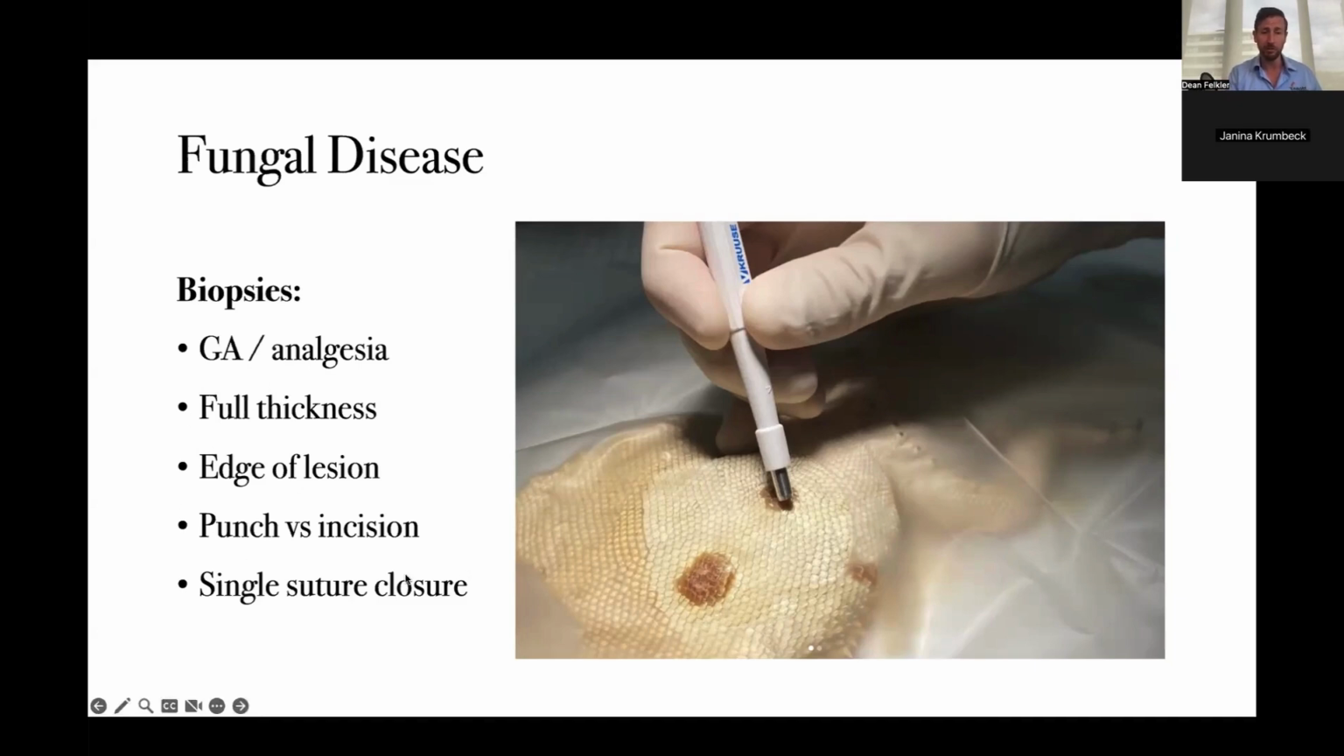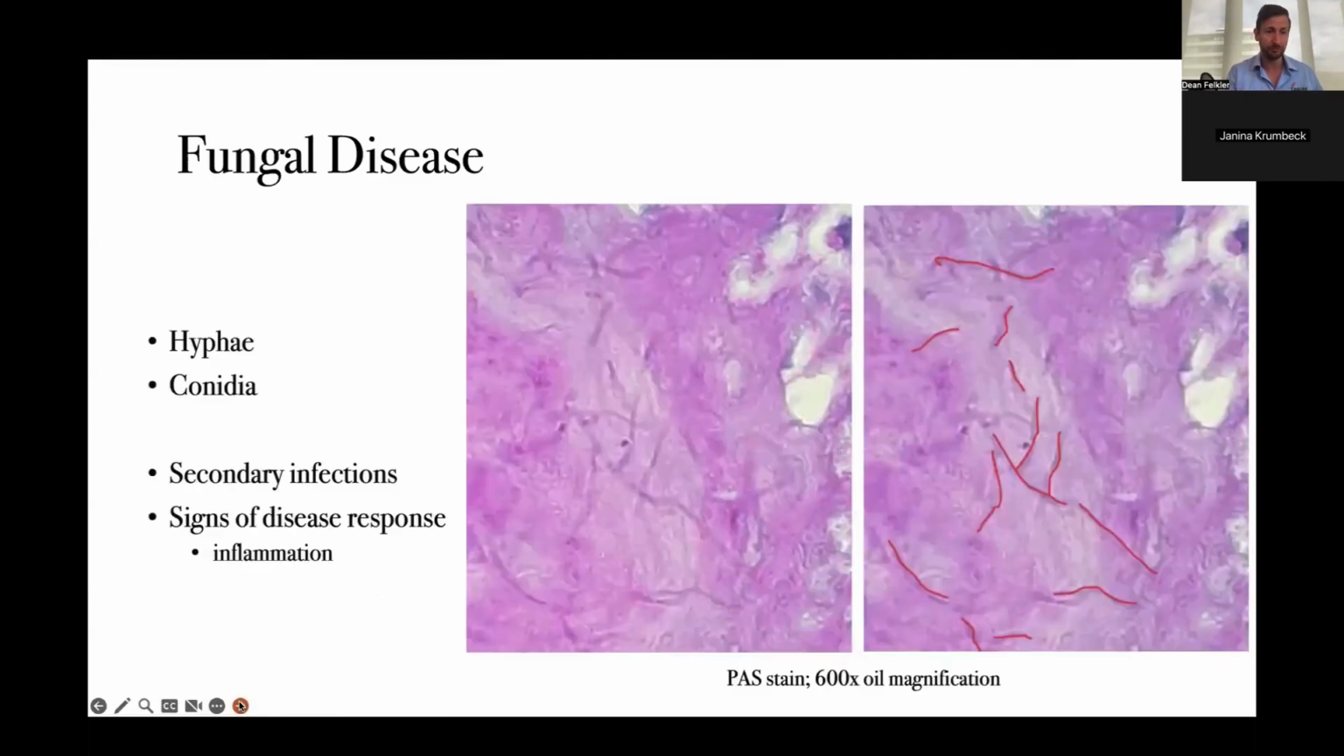And you can do a punch biopsy, which is what I prefer, or you can do an incision with a scalpel blade. I wouldn't use monopolar just because you're damaging the margins there, but I quite like the punch biopsies. And then just to close, just a simple single suture to close that tissue.